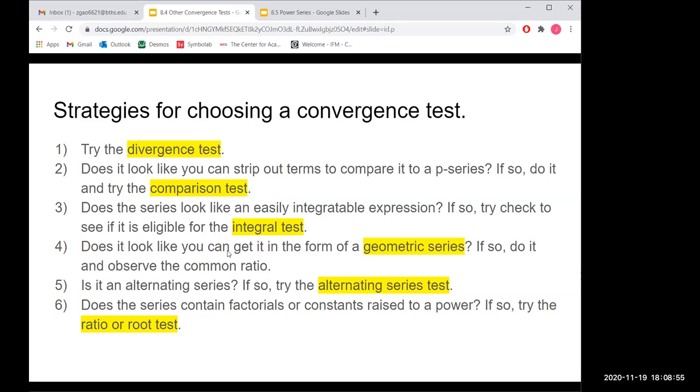But how do you guys feel about finally learning all the tests for convergence? You feel great. Yeah, it is a lot.